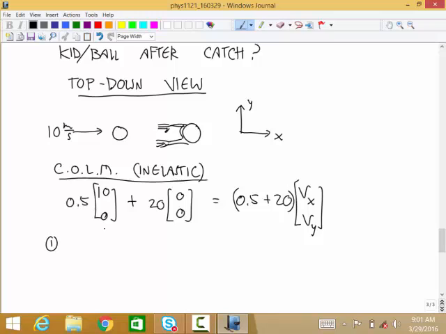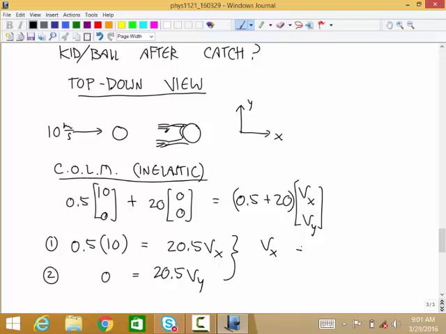And so you have one equation that says 0.5 times 10 is equal to 20.5 vx, and a second equation that says 0 is equal to 20.5 vy. So vx is equal to, can someone divide that? What's 5 divided by 20.5? 0.24. Okay, and the y component is 0.